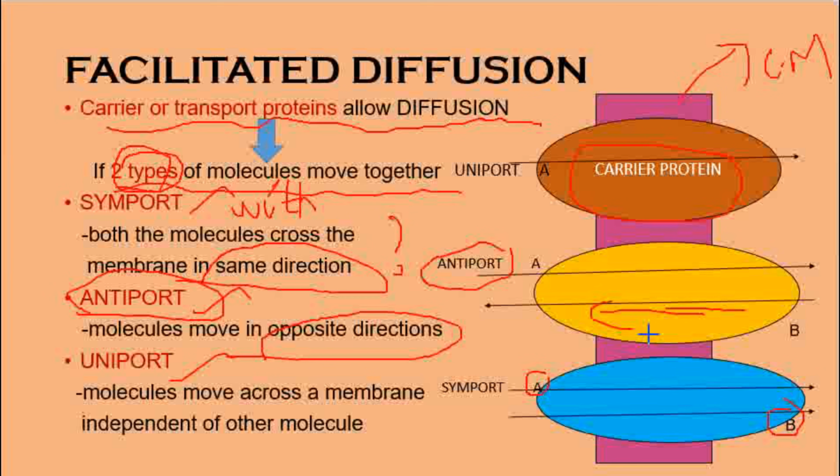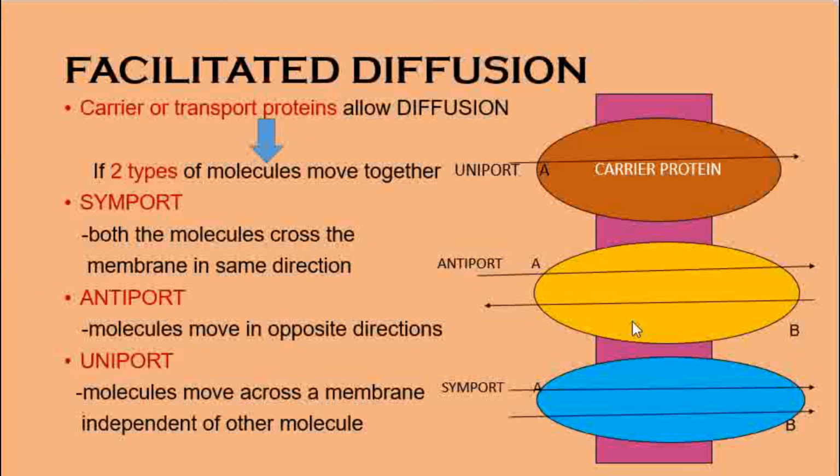And coming to uniport, uni means one. So the molecule moves across the membrane independent of the other molecules. So they are not dependent, they are independent. Here you can see the uniport, only one molecule A moving across the membrane. So this is about facilitated diffusion.